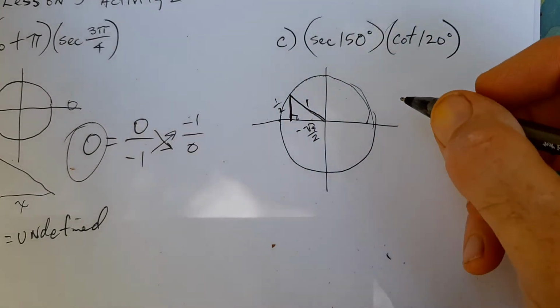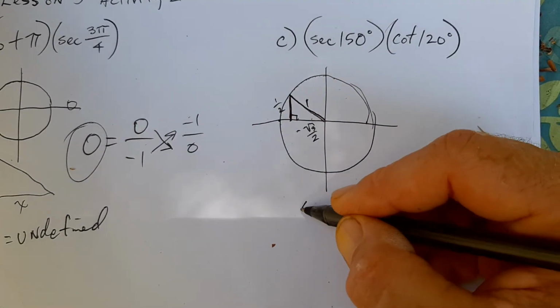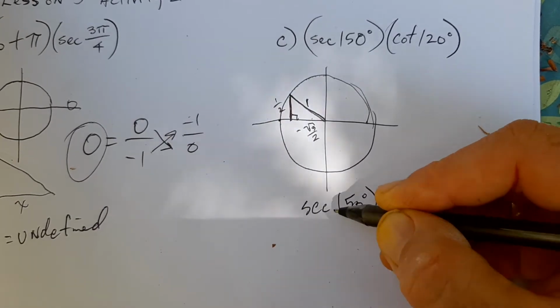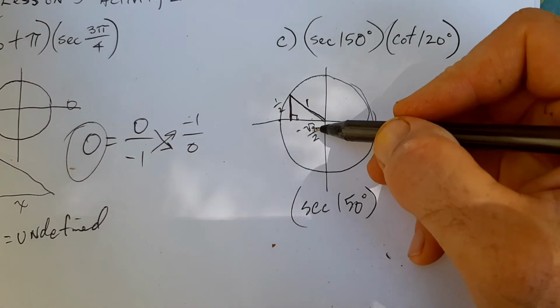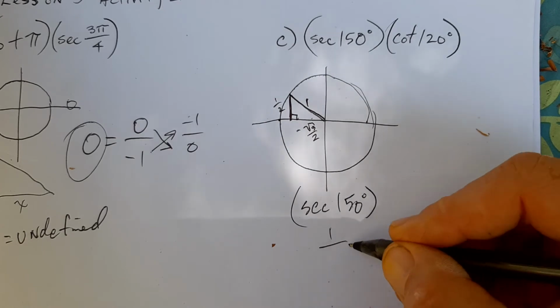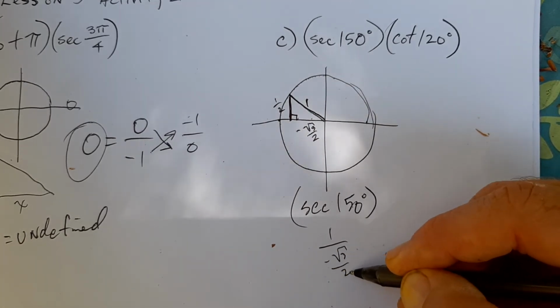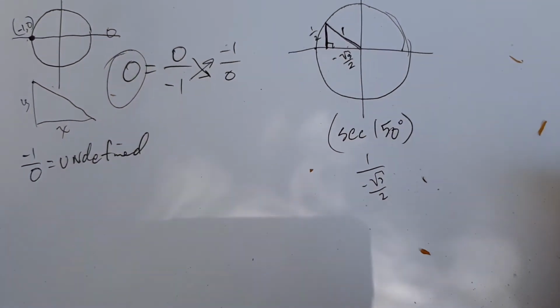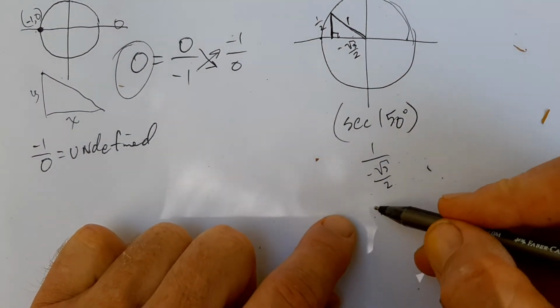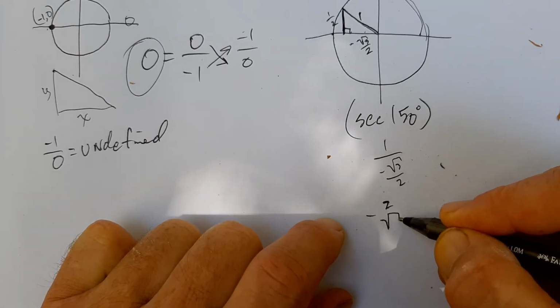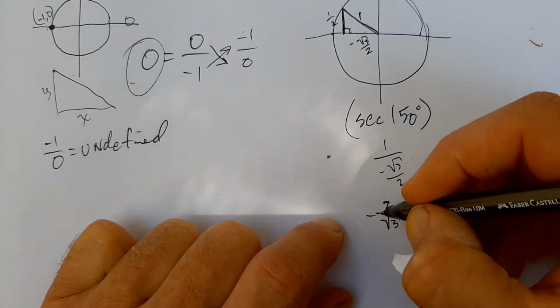1. So secant, I'll write it down here again. Secant 150 will be the inverse of cosine. So it's going to be 1 over negative square root of 3 over 2. And let me simplify that again. Flip that over. And I'll just leave it like this, even though this is improper. Okay, so there's that one.